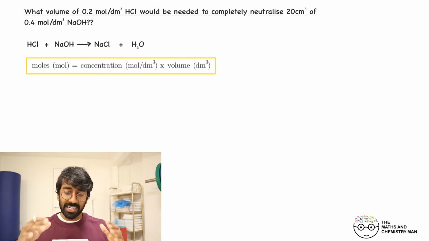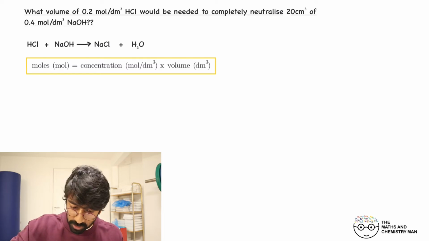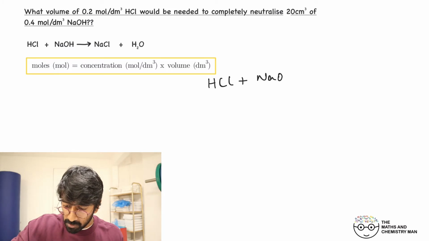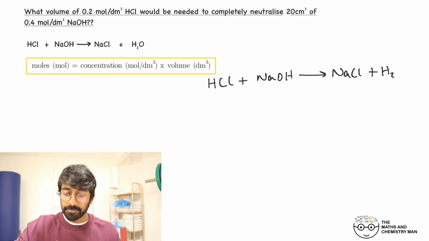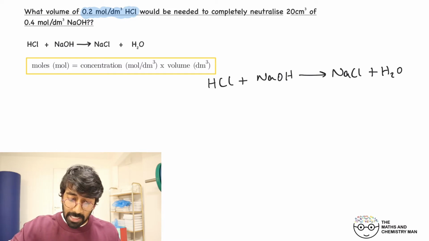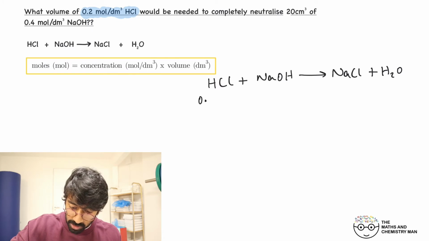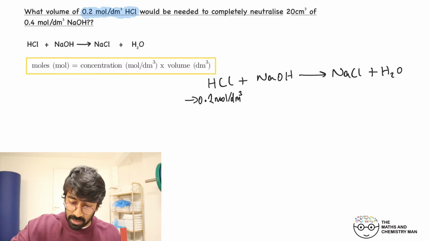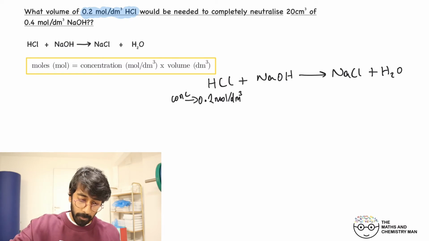First thing we should do is write out our equation a little bit bigger, right? So this is not very useful. So let's have it as HCl plus NaOH, and that goes to NaCl plus H2O. Next thing we should do is take the information that we're given and place it underneath the species that info belongs to. So we've got 0.2 mol per dm cubed of HCl. So I'm going to put that straight underneath the HCl. Now what is this? This is a concentration, so I'm going to put conc next to it as well.